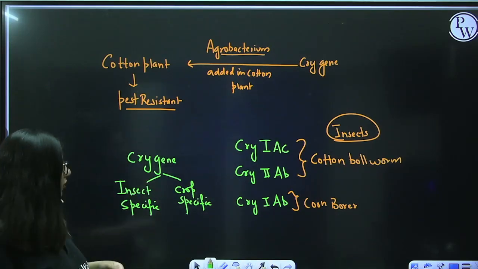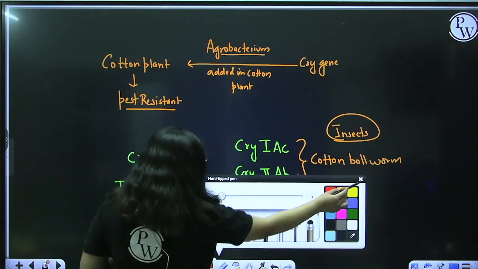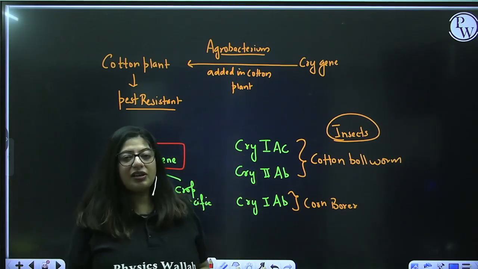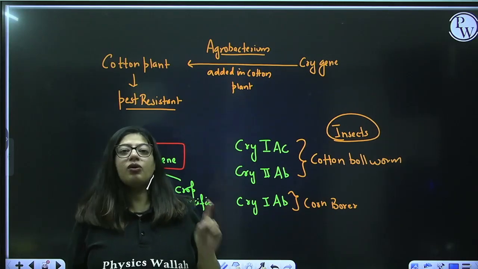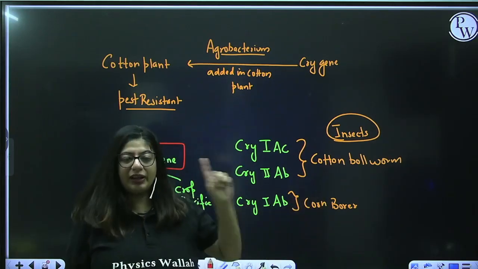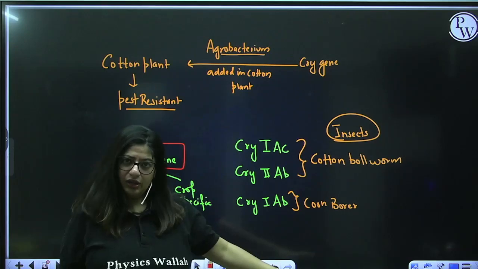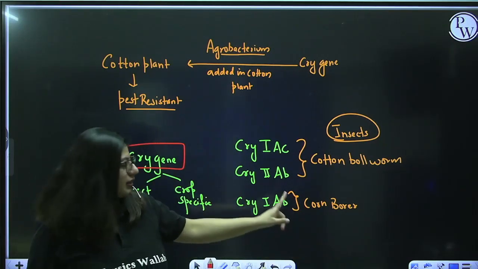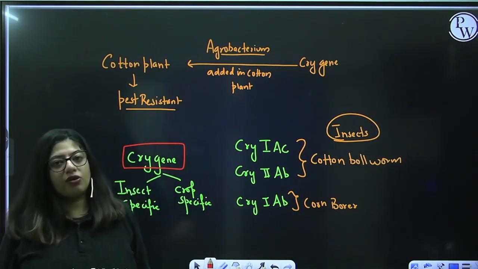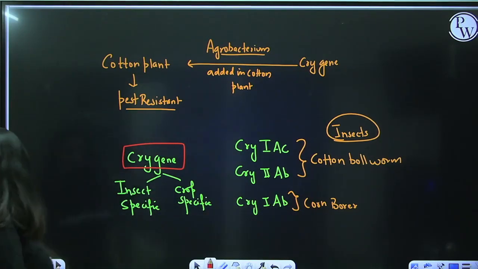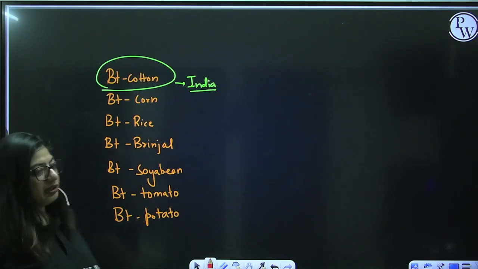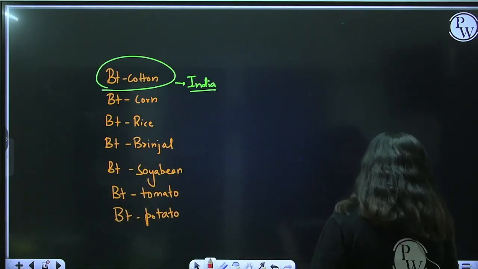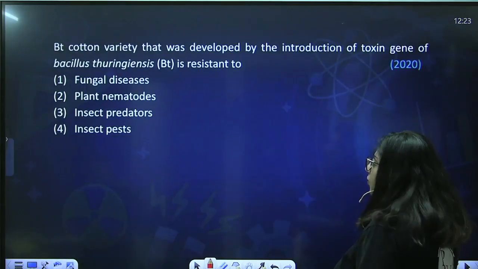Now this gene that we are talking about is very specific. This is insect and crop specific. It's like if Cry1Ac gene is extracted from this bacterium, it can only work against cotton boll worm. It cannot work against tomato, potato or corn, right? Similarly, Cry1Ab can only be against the corn borer, fine. Apart from that, we have made such kinds of BT plants, but in India, only BT cotton is marketed. So this is another important topic, guys. So I hope you have studied it well.